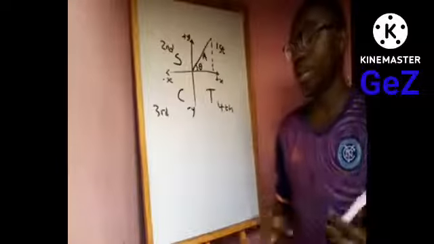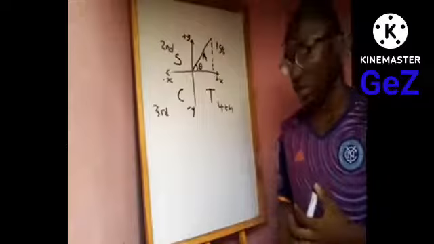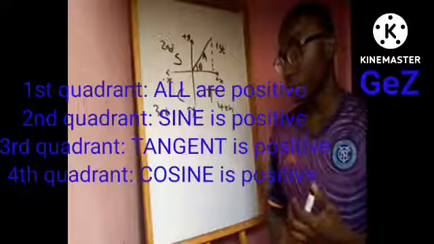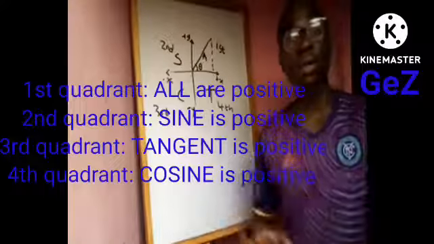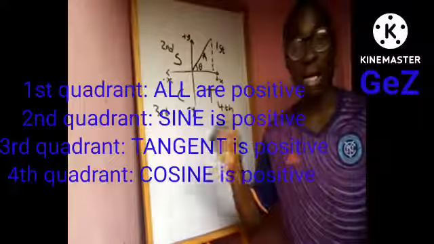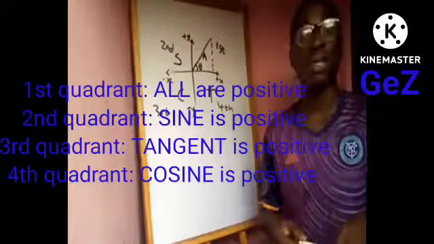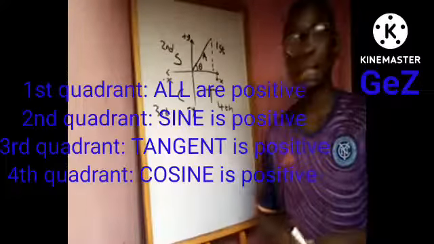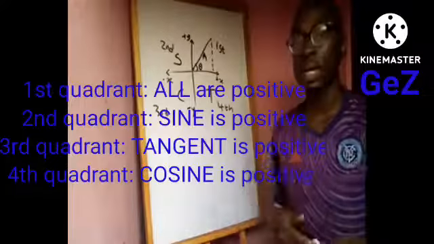So to summarize, in your first quadrant, all your trigonometric ratios are positive. Your sine, your cos, and your tan are all positive. In your second quadrant, only your sine ratio is positive. Then in your third quadrant, only your tangent ratio is positive. Then your last or fourth quadrant, only the cosine ratio is positive.